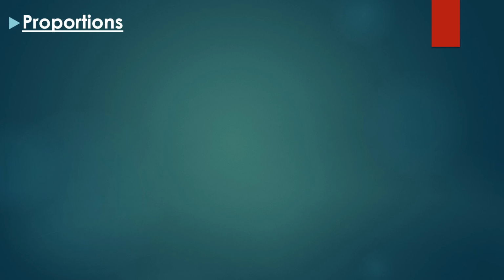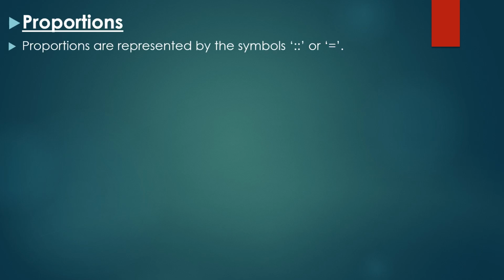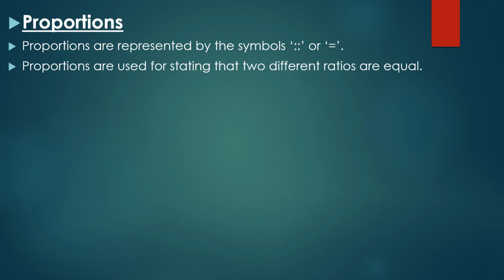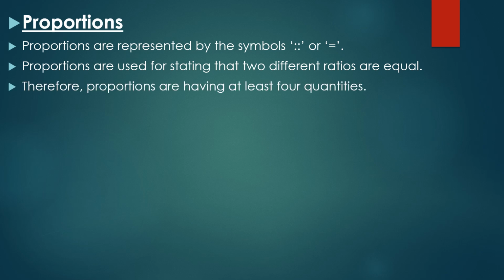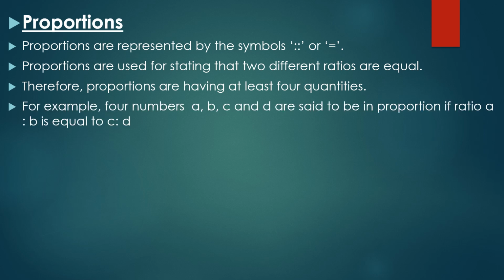Proportions. Proportions are represented by the symbol either equal or 'is to'. It is used for stating that two different ratios are equal. Therefore, proportions will have at least four quantities. If there are four numbers A, B, C and D, these are said to be in proportion if the ratio of A is to B equals C is to D. That is, A is to B is proportional to C is to D.